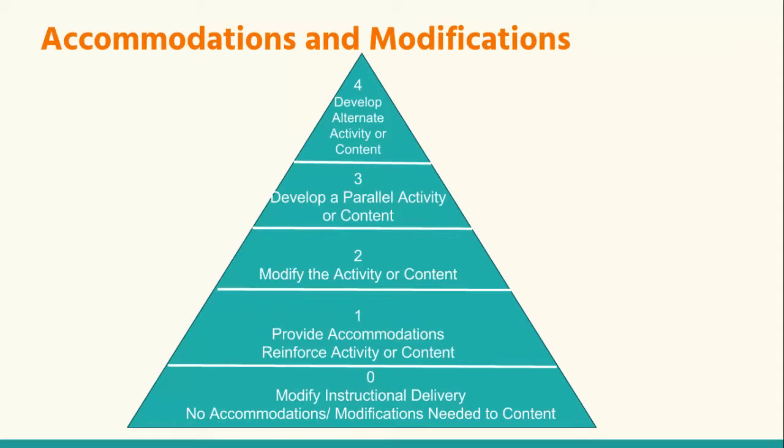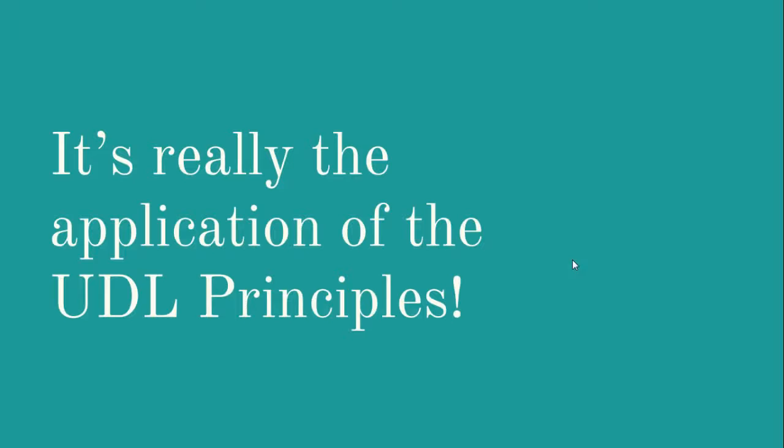If you remember from last year, we took a look at this visual of accommodations and modifications to really show us the different levels. As we talked about last year, this first level, the ground level, is really where we modify our instructional delivery before attempting to implement some of those accommodations and modifications. And we're going to talk a little bit more about that now.